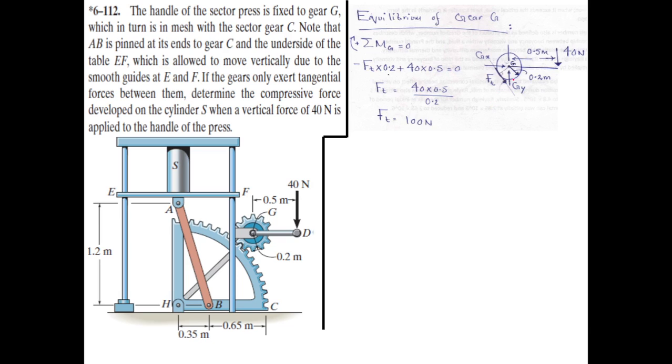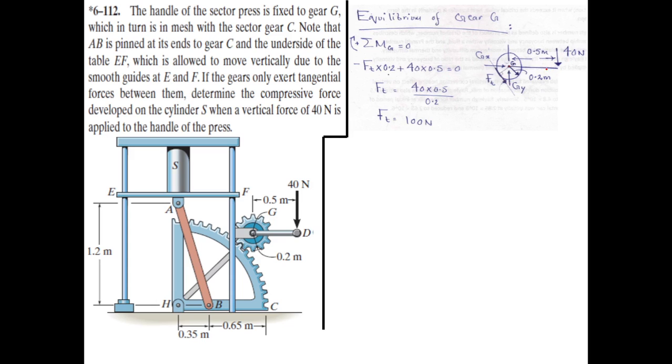Now the point to note is that there is no need for calculating Gx and Gy in this problem. We do not want the values of Gx and Gy, so they are unnecessary, and therefore we should not involve them in our analysis. And the only way we can remove these two forces, the pin reactions Gx and Gy, is to take moment about point G, which is the center of the small gear.